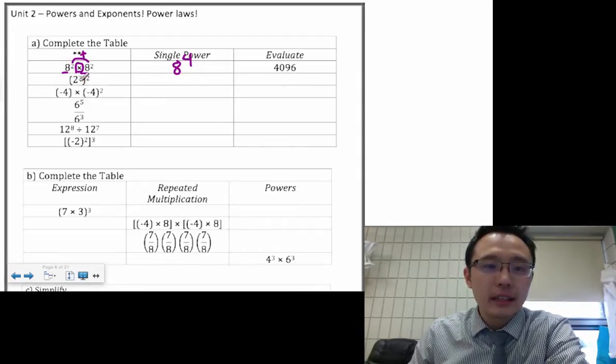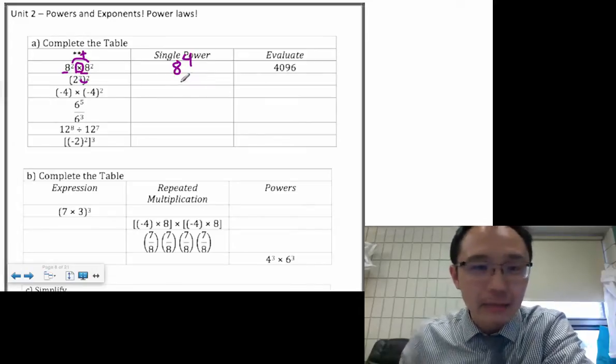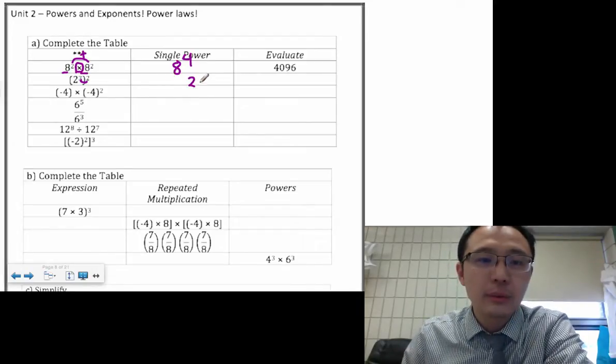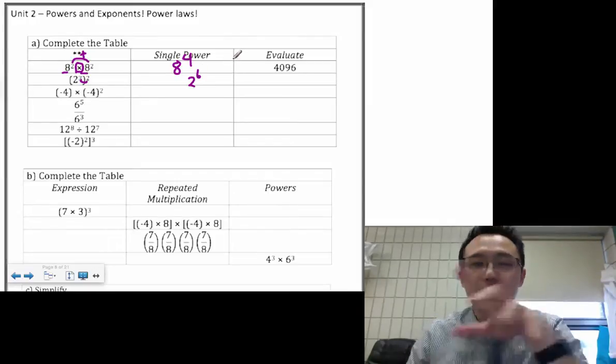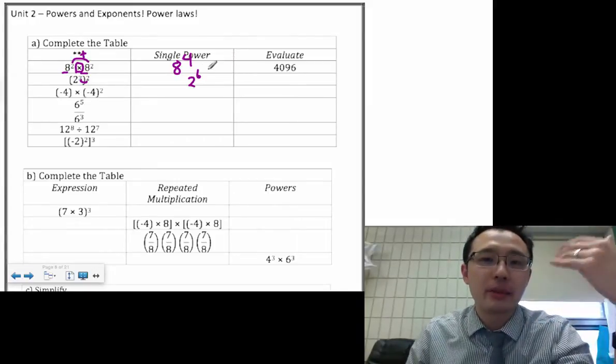Another law is that if you have an exponent and a bracket exponent, instead of adding them, you're multiplying them. So it'll be 2, the base stays the same, 3 times 2 is 6. So those are the little things you have to sort of practice and remember.